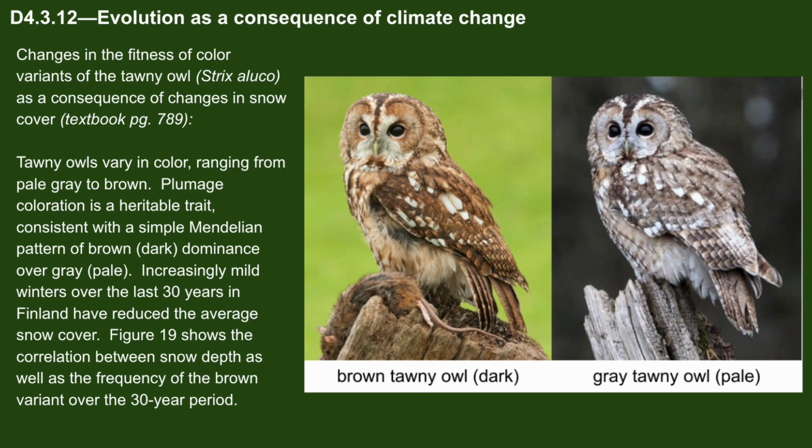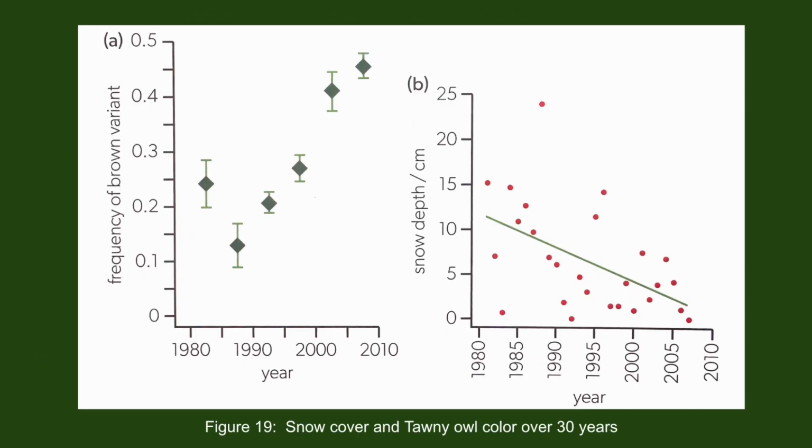Okay, the tawny owl ranges in color from pale gray to brown. Plumage is a heritable trait. Increasingly mild winters over the last 30 years in Finland have reduced the average snow cover. And we're going to see here on the next slide the correlation between snow depth as well as the frequency of the brown variant. So we can see the frequency of the brown variant increasing as the snow depth decreases.